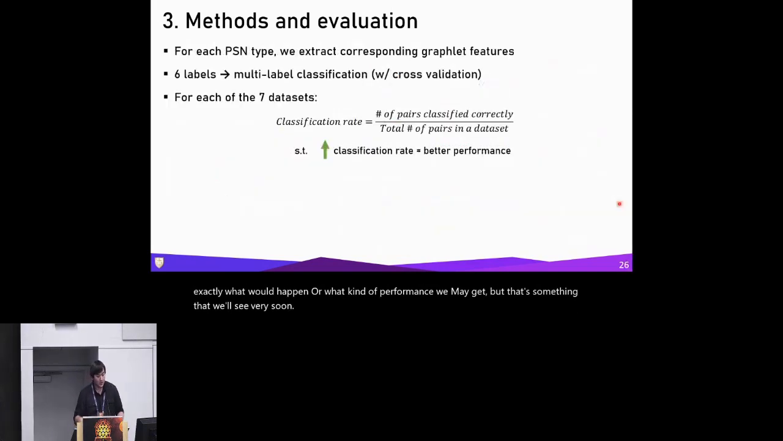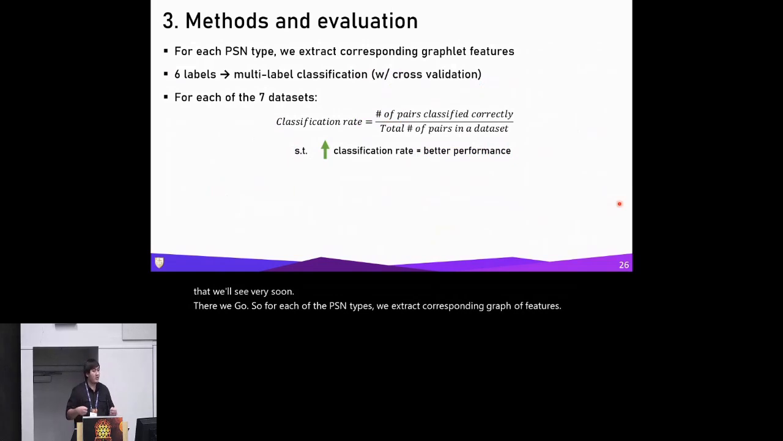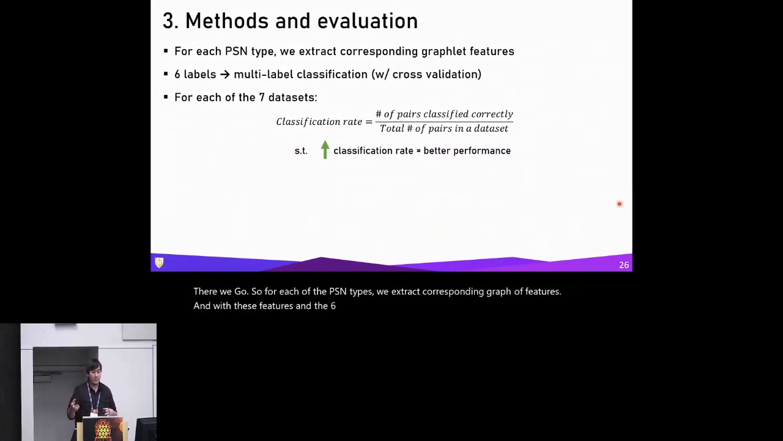There we go. So for each of the PSN types, we extract corresponding graph features. And with these features and the 6 protein motion types that I described before, we apply them into a multi-label classification model. And for each of the 7 data sets that I also talked about earlier, we compute classification rate, where higher classification rate would indicate better performance.